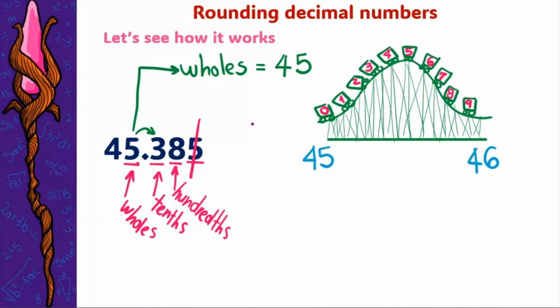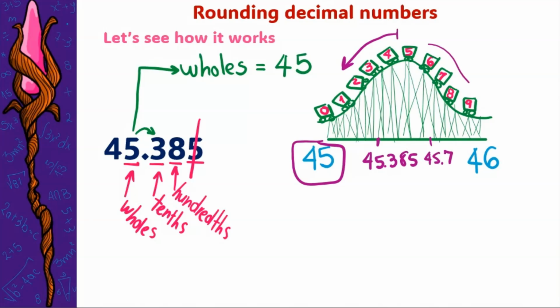So imagine that like a roller coaster. If the number is smaller than 5, it goes back to the smaller number, so 45. Since we were here at 45.385, the next number is the 3, so it goes back to the 45. If the number was bigger than 5, let's say 45.7, then the 7 goes forward until the next number, 46. But what happens with the 5 right in the middle? Where should it go? By default, this always goes forward, okay?